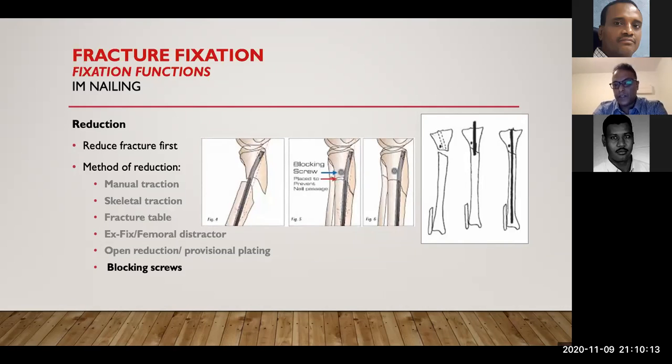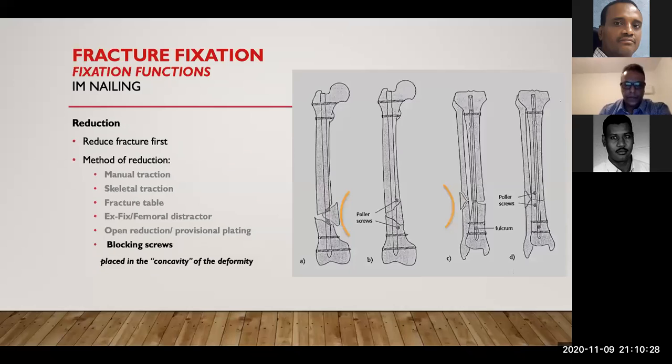But the most important, as we mentioned earlier, is that you have to put the screws in while you are reaming, and also when you're putting in your nail. This will help you in reducing the fracture. Also, if you have any angular deformity, you can use your blocking screws to improve this deformity. And remember, you need to put these blocking screws in the concave part of the deformity.